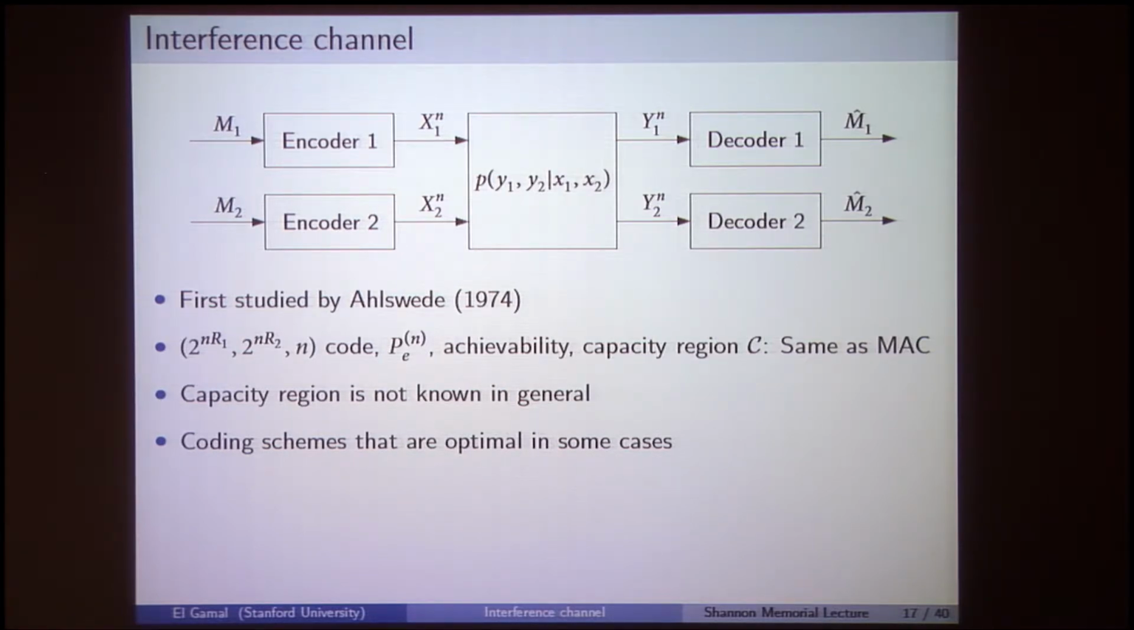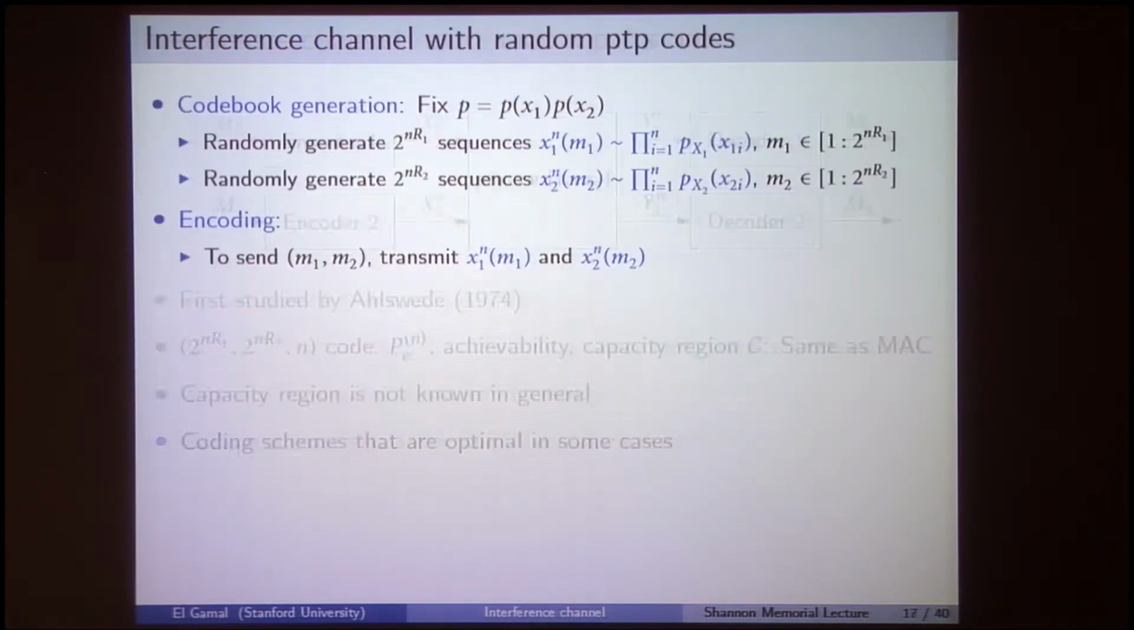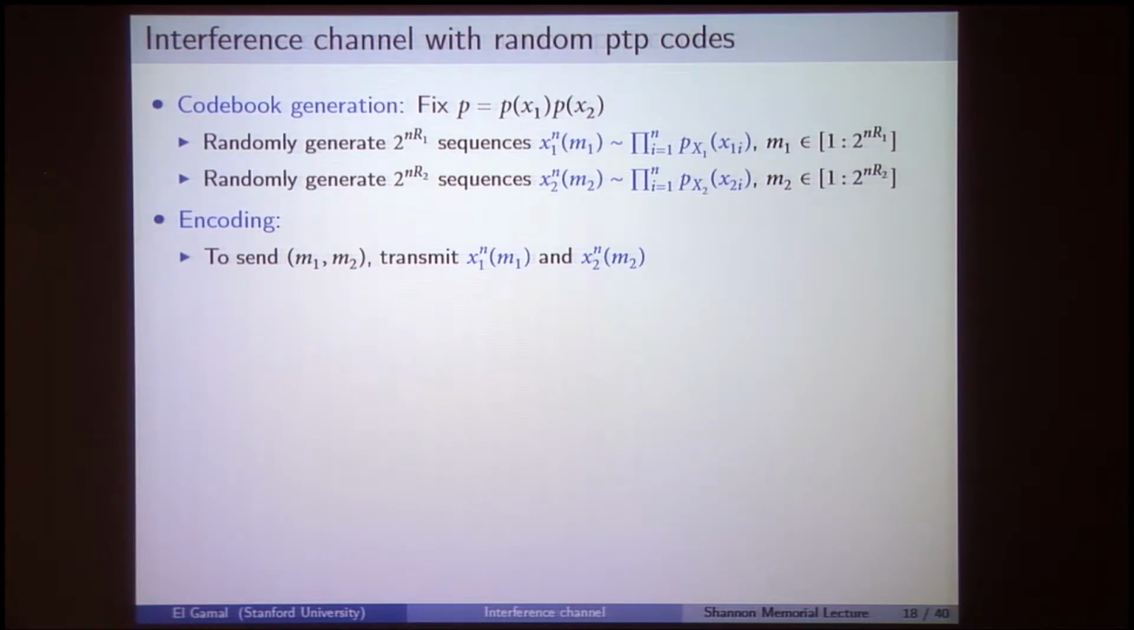And it's not known in general. So unlike the MAC, we don't know what the capacity region for this model is. It's still open. It's one of the key open problems in network information theory. However, we have some coding schemes that are optimal in some cases. Okay, so now again, let's look at how well point-to-point codes perform over the interference channel.